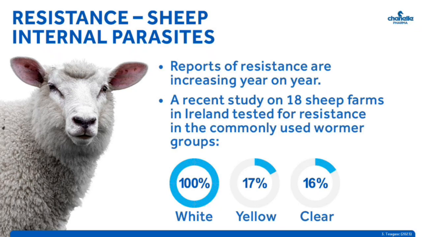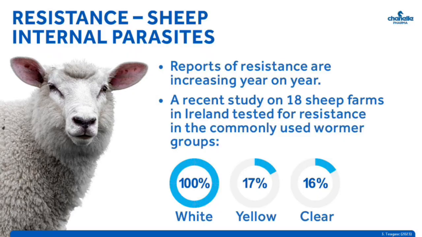There are numerous research papers which have looked into the problem, and here are the results from a recent study in Ireland. This study looked at 18 sheep farms across Ireland and examined the resistance of certain parasites to commonly used wormers on these sheep farms. And in this study, it was found that 100% of the parasites examined were resistant to the benzimidazoles, the white class. 17% were resistant to the yellow class, that's levamisole, and 16% of the parasites were resistant to the clear class, that's your ivermectins, moxidectins, etc.